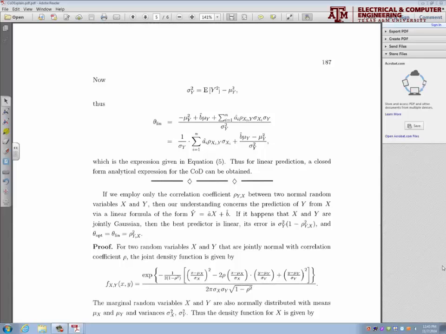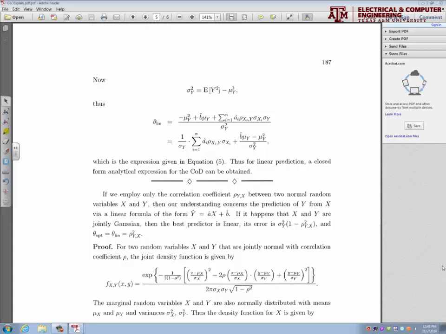All of you have taken undergrad courses in random processes and probability, so this is just an exercise in that. If you have two random variables, x and y, that are jointly normal with correlation coefficient rho, then we know the joint density is given by an expression of this form. Rho is the correlation coefficient, mu x is the mean of x, mu y is the mean of y.